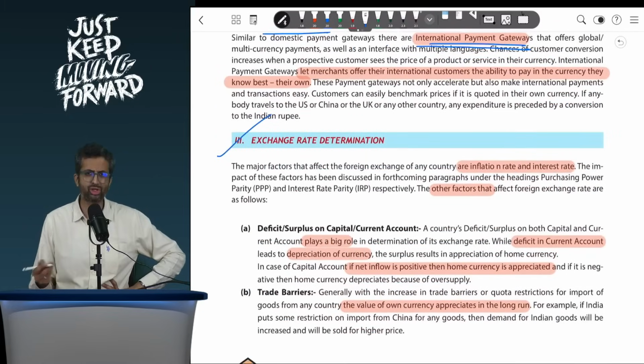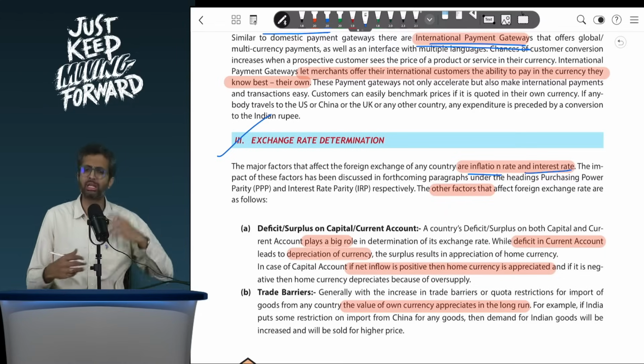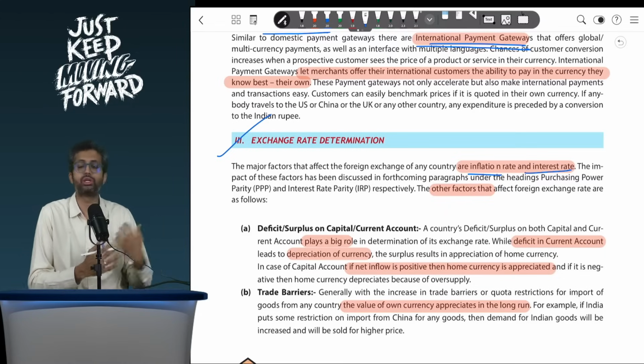Exchange rate determination. The most important factors in exchange rate determination, as we say, are inflation and interest rate, for which you study inflation and interest rate parity theories.